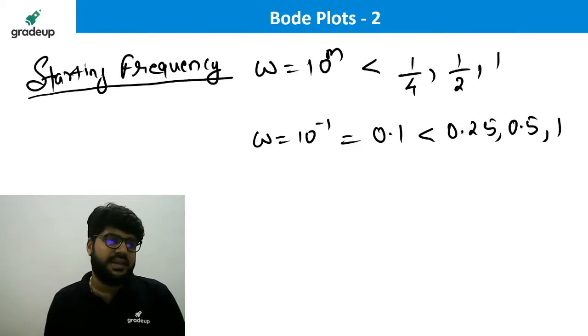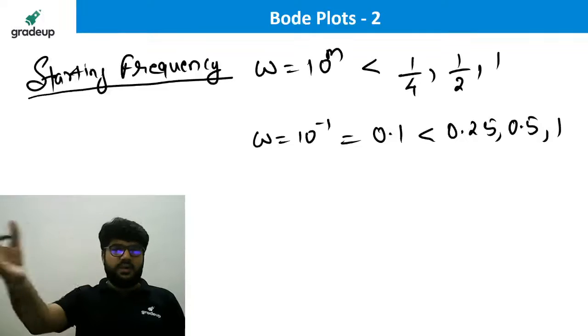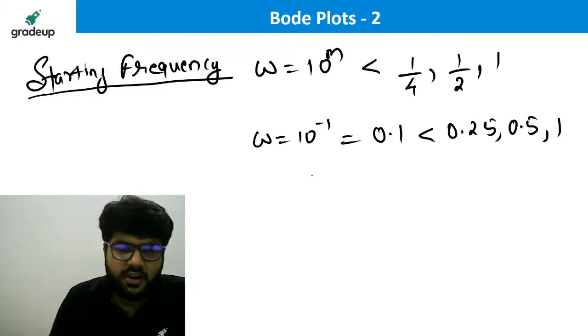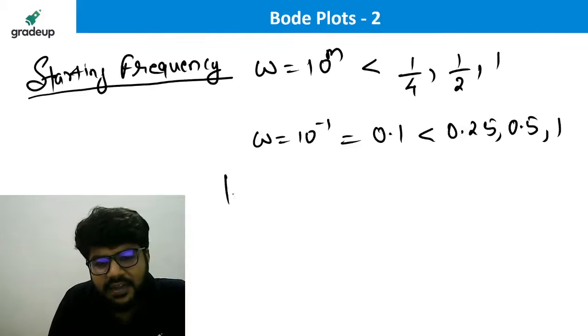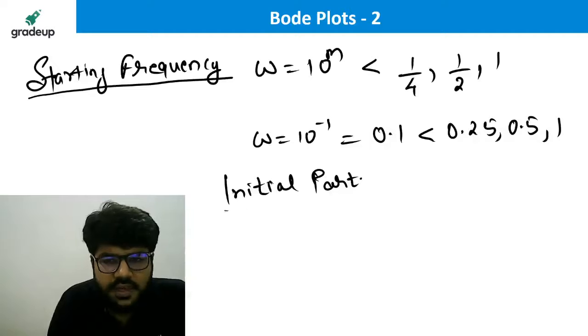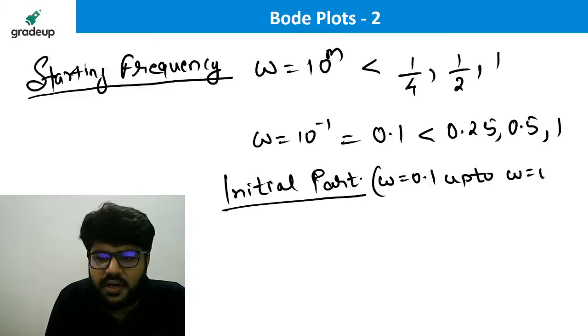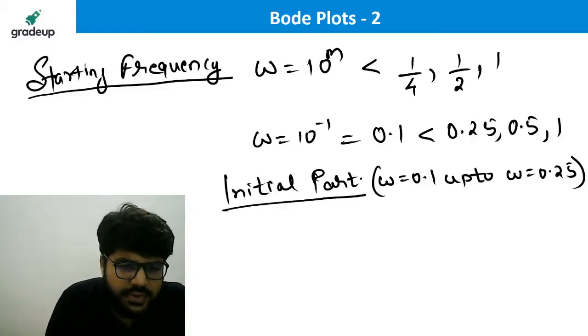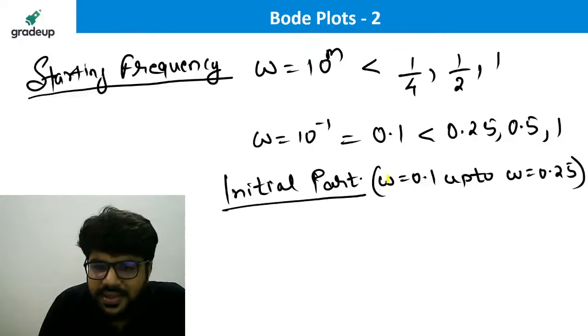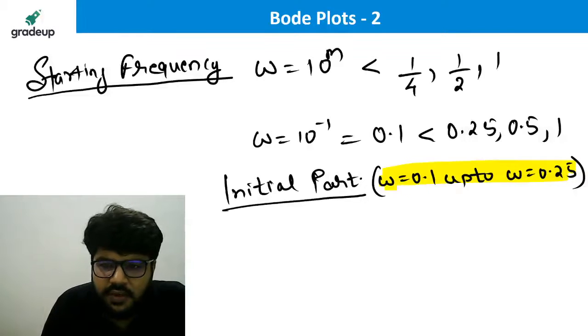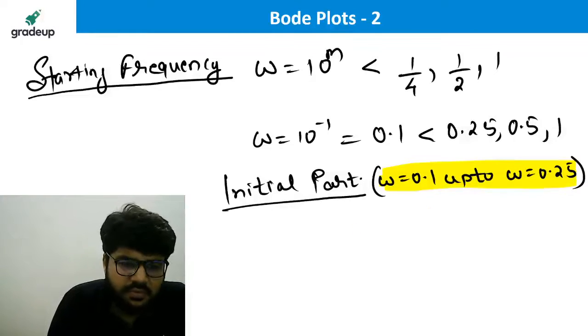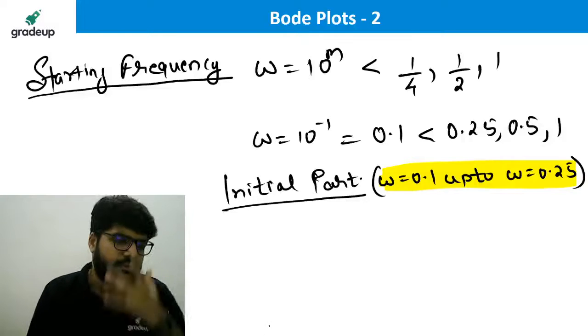Take it in the form 10 power m. What is the value of m? That depends on the question, on the corner frequencies. After that, I write down the initial part calculation. Initial part means the part of the Bode plot from the starting frequency up to the first corner frequency. First corner frequency is 0.25, starting frequency is 0.1. So from the starting frequency up to the first corner frequency, what we have is the initial part of the Bode plot.